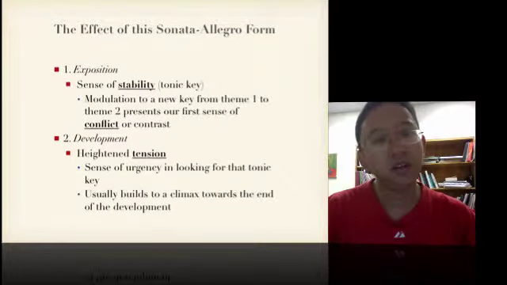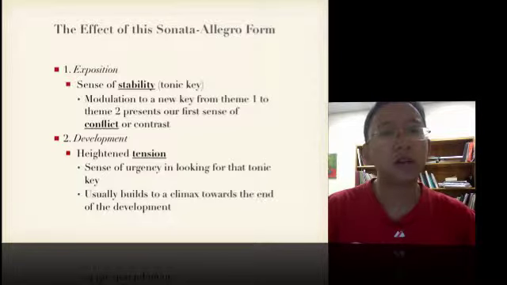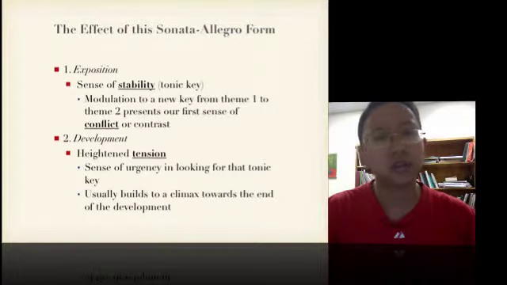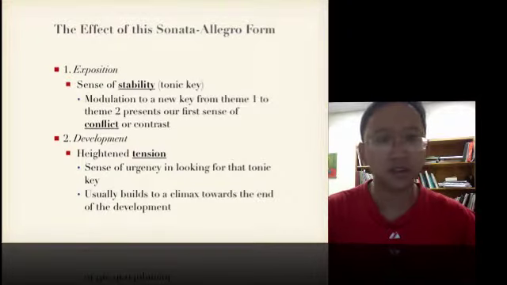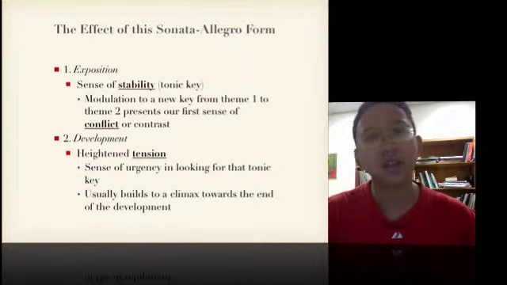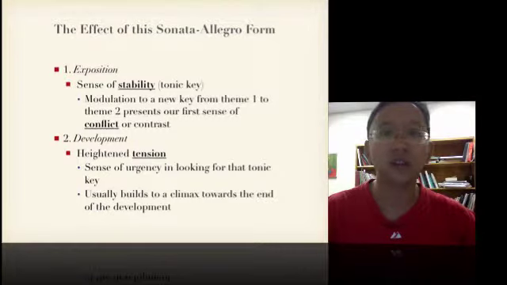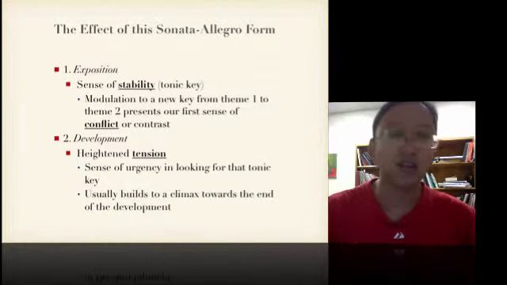Now, what does this mean? Well, this particular formula of arranging the sonata form has some psychological or emotional effects on listeners, where the exposition represents a sense of stability in the tonic key, and then this modulation or change of keys into the second key provides a sense of conflict or contrast.